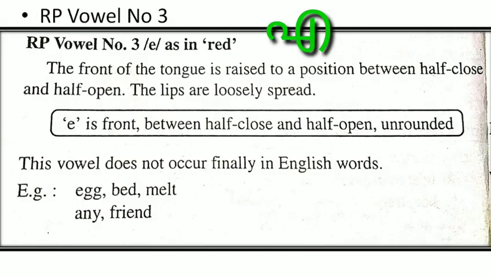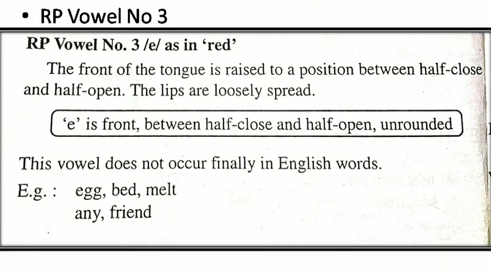RP vowel number 3, that is E as in red. The front of the tongue is raised to a position between half close and half open position. You have to learn by heart and draw that diagram, the vowel diagram. The lips are loosely spread. E is a front vowel. It goes to the position of the front part, between half close and half open, and the lips are unrounded. That is the three-term formula of the vowel E in English RP.